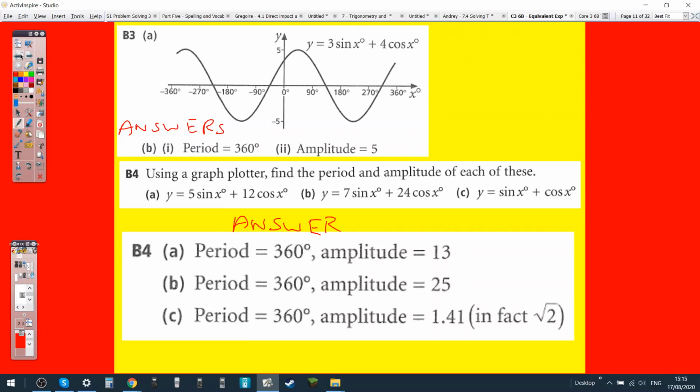Notice any connection between the numbers and the answers. So 3 and 4 gave us an amplitude of 5. 5 and 12 gave 13. 7 and 24 gave 25. 1 and 1 gave root 2.